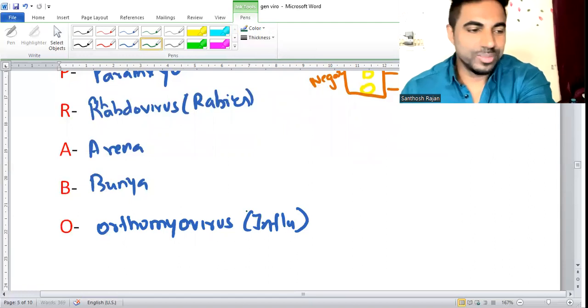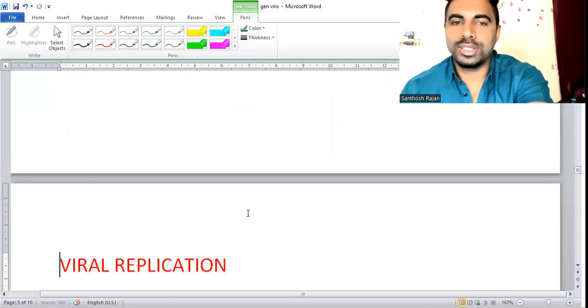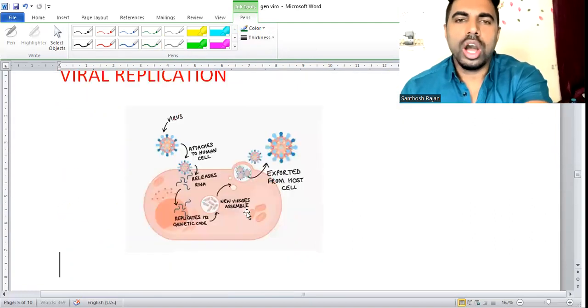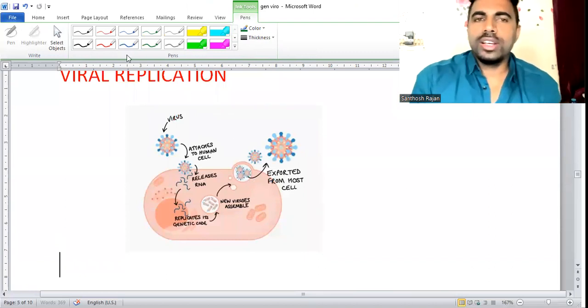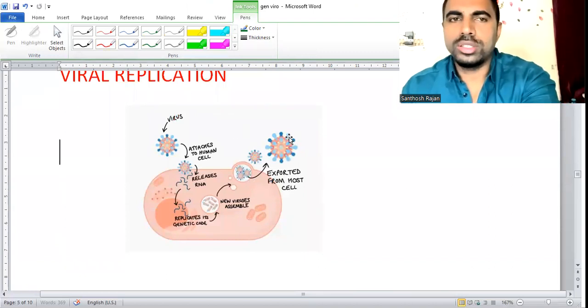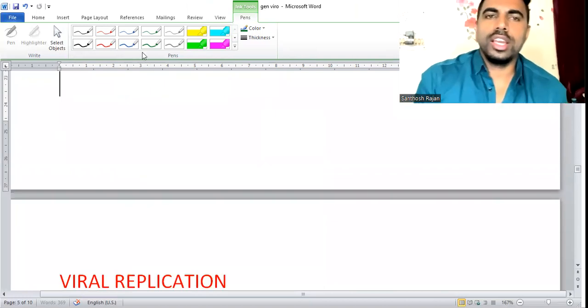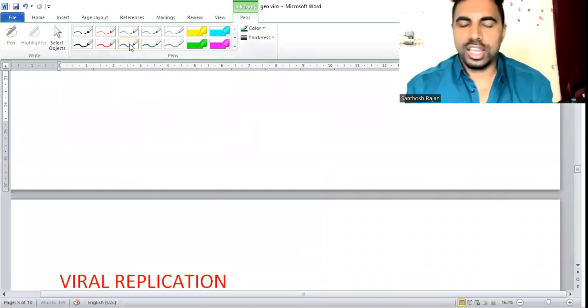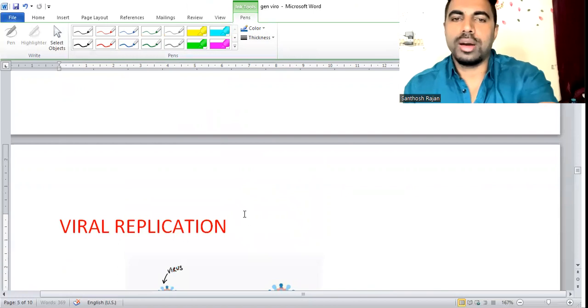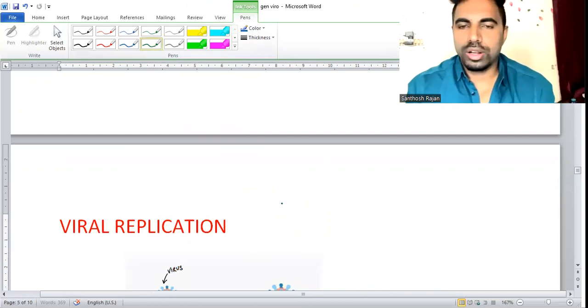Yeah. Now next, this is over. Now virus replication. So how does the virus replicate? Virus replication ke liye kya chahiye? Virus replication ke liye ek jagah chahiye. Us jagah ka naam hai kya? Apu's bar. Okay.